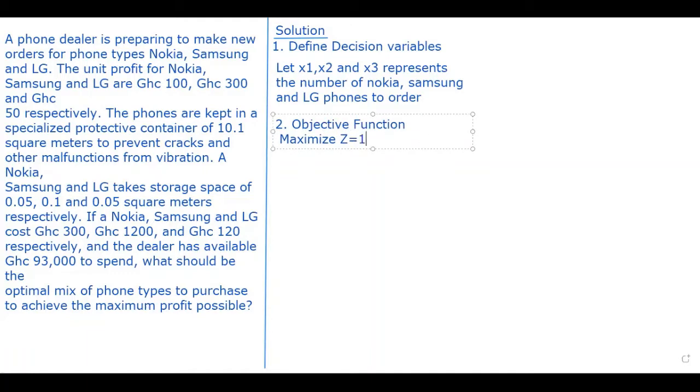So you take 100, multiply with x1, plus you take the unit profit for Samsung, which is 300, multiply by S2. You add the unit profit of LG, that is 50, and you multiply with the decision variable, that's S3. So are you okay with this?